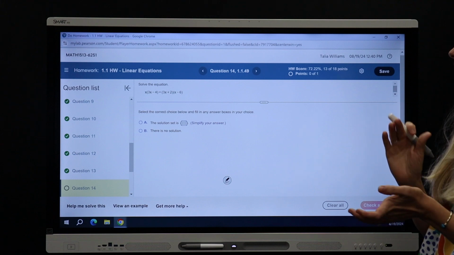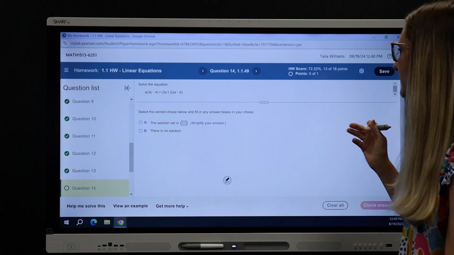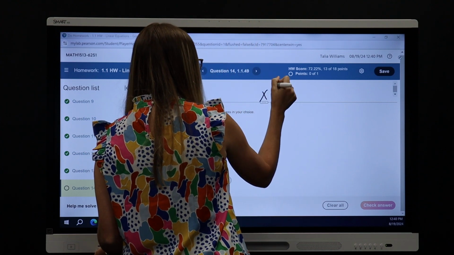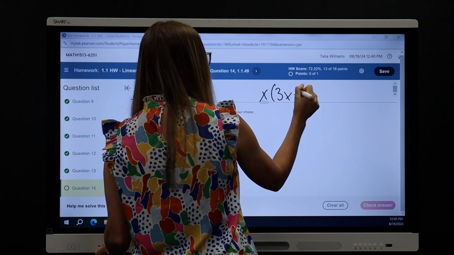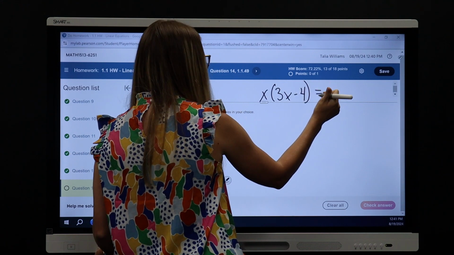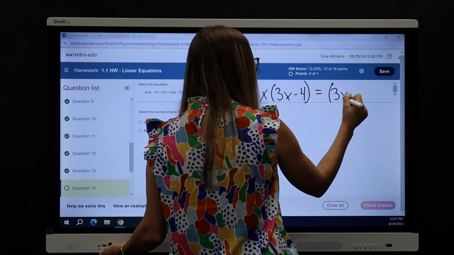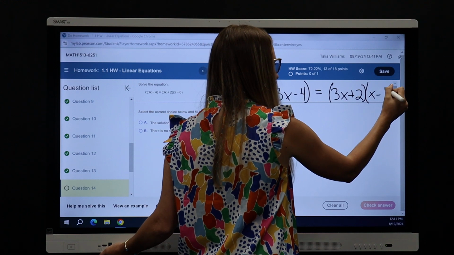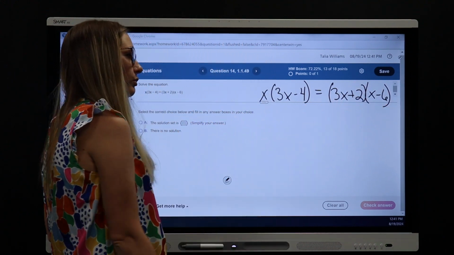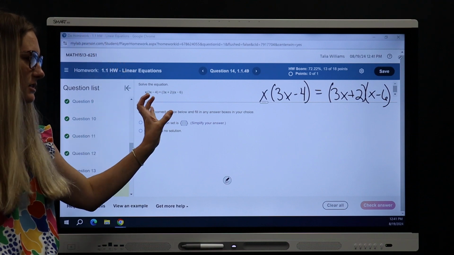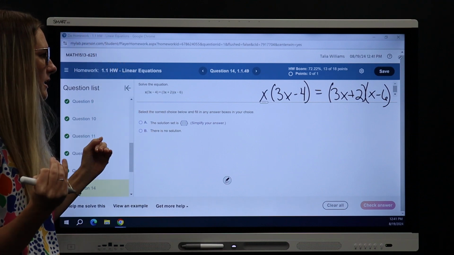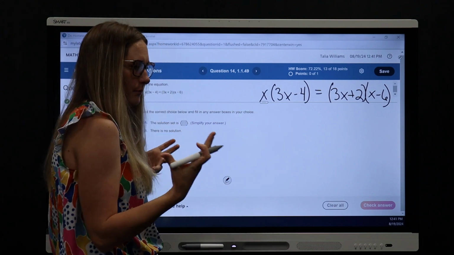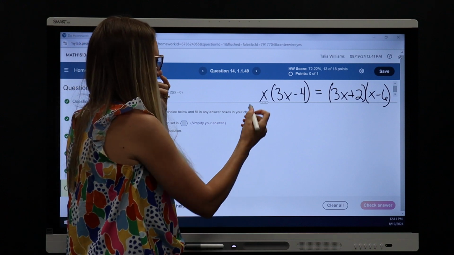Okay. This is going to be our first one of these. Okay. So let's rewrite this. We're going to have x times 3x minus 4 equals 3x plus 2 times x minus 6. This over here, we're still going to distribute, but it's 3x plus 2 times x minus 6, all of it. So we're going to have to do what they call FOIL, or multiplying polynomials. So let's go ahead and do this.